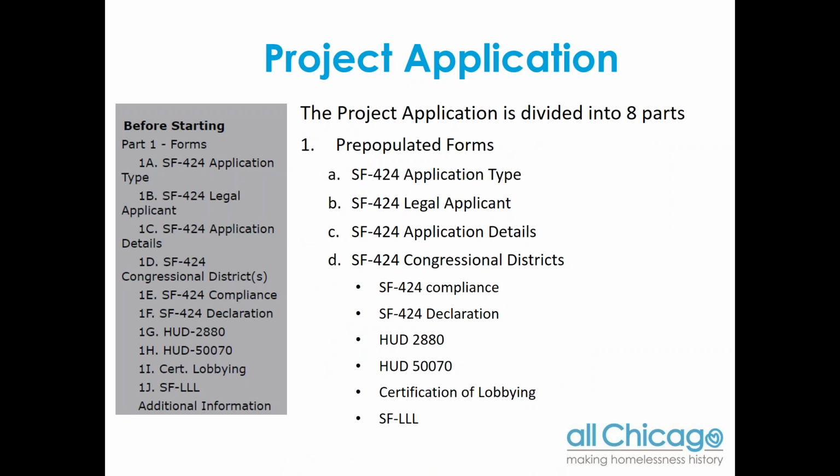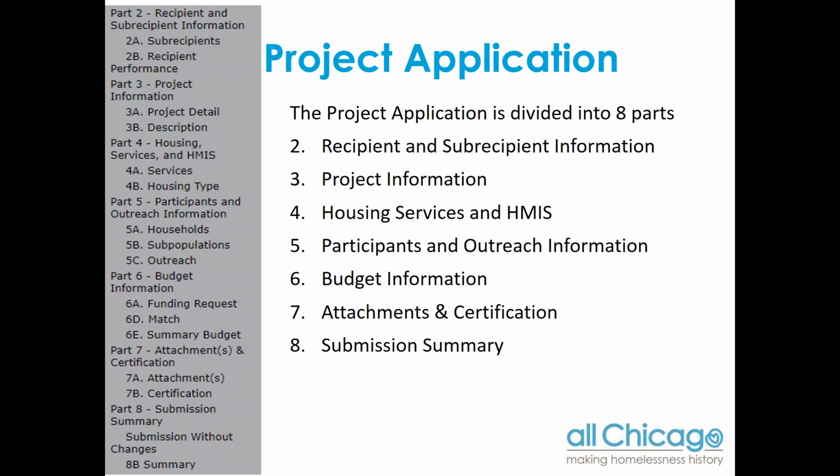So once you're able to select the project that you just created, this is going to look similar to the renewal project application, in that there's still 8 parts. Most of part 1 is a lot of the pre-populated forms from the applicant profile, so you'll be doing a lot of confirming and moving on, but there are certain points in here that you have to complete in order for some of the next sections to populate. So that was section 1, and now parts 2 through 8 are also similar with recipient information, project information, all the way down to your budget information and submission summary.